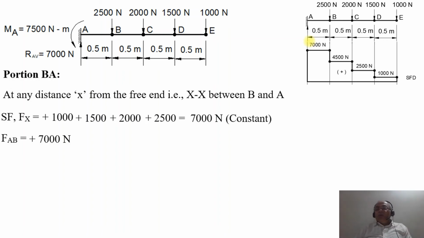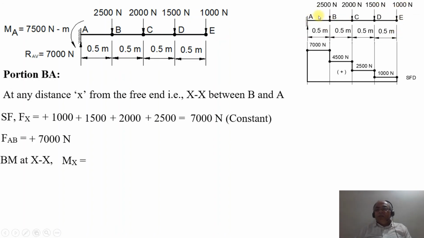So this is how, at the point B, it will be 7000, and between A and B, it remains constant, which is 7000 Newton only, because there is no other load acting between A and B. Now we will consider the bending moment at section XX. So what will be Mx?